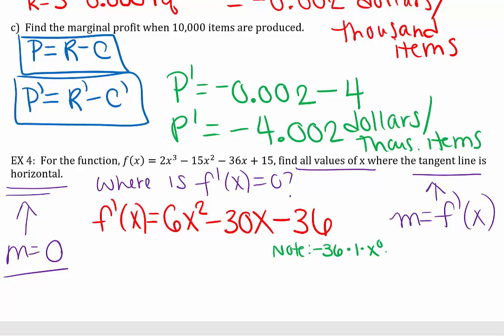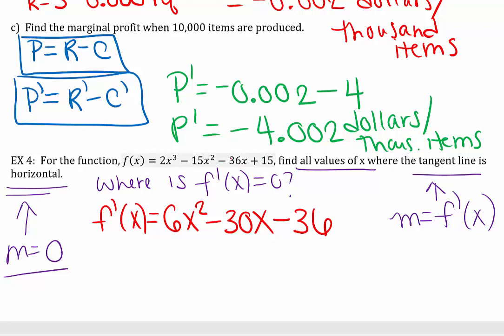Note the derivative of the negative 36x is negative 36 times 1 times x to the 0. 1 minus 1 is 0. x to the 0 is just 1. That's where that negative 36 came from. You can also think of that as a linear term. Negative 36x is a linear term. And so the derivative of a linear term is just the number in front of it, just the slope.